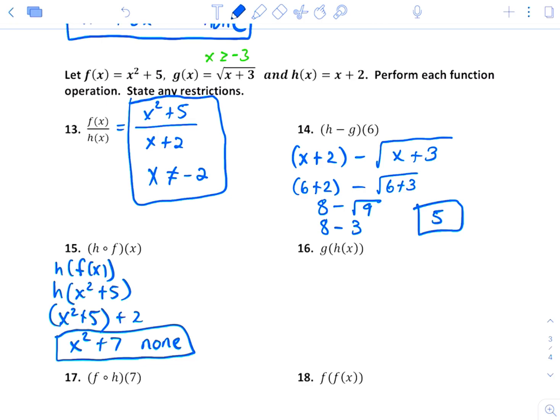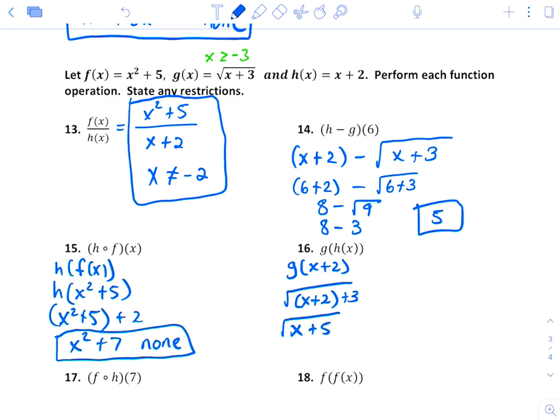Okay. All right, 16. This is telling me to do g of h, which is that x plus 2. So in my g function, I am replacing my x with that x plus 2. And then we are going to simplify. So this will really be the square root of x plus 5.